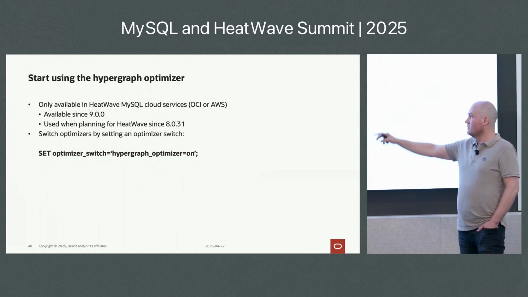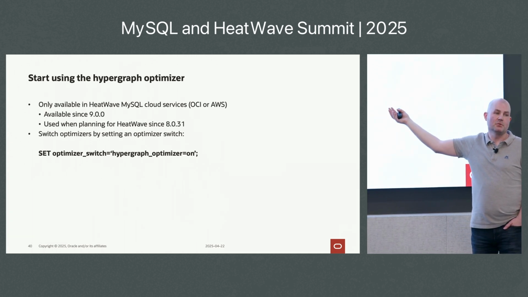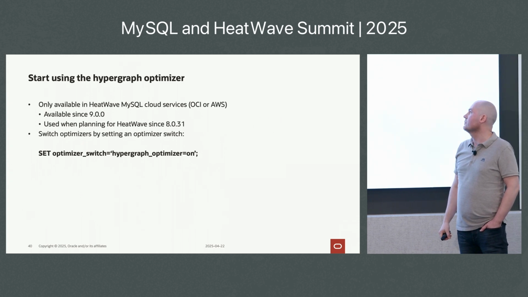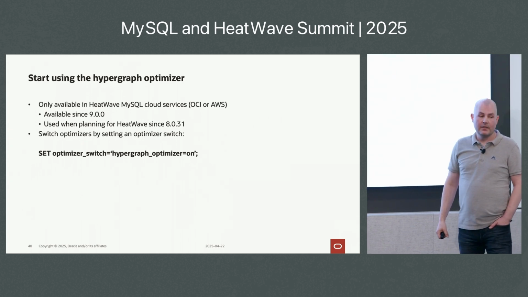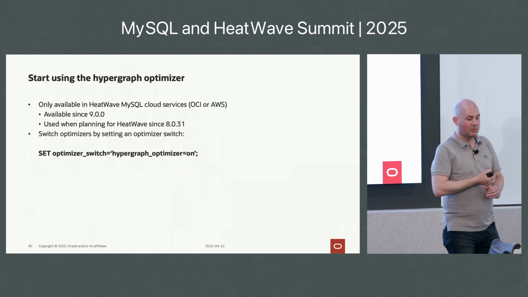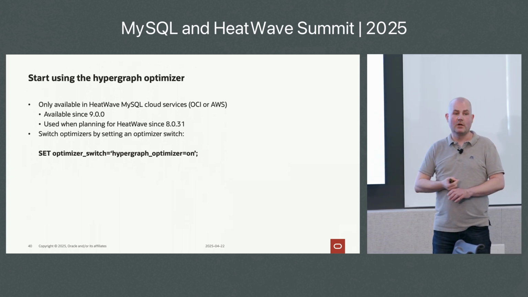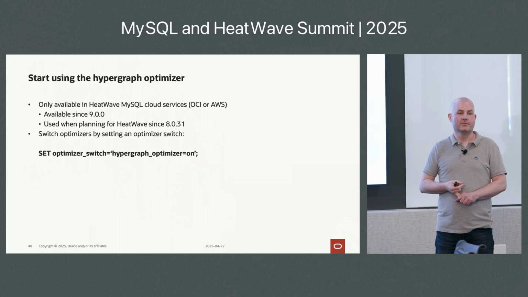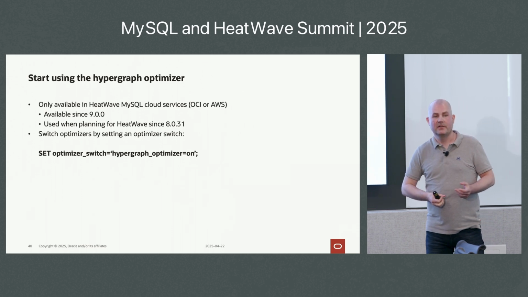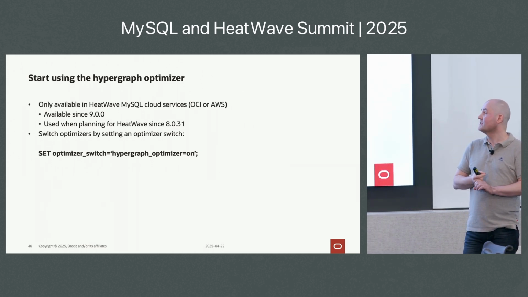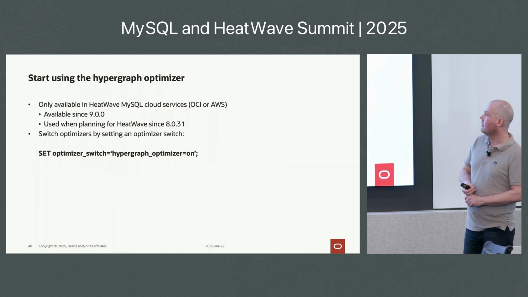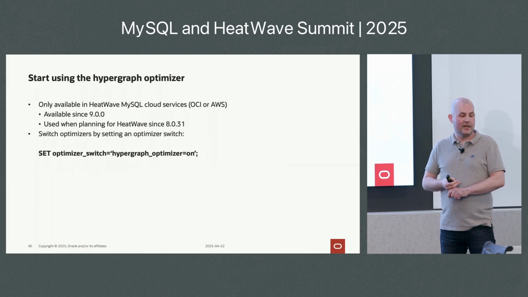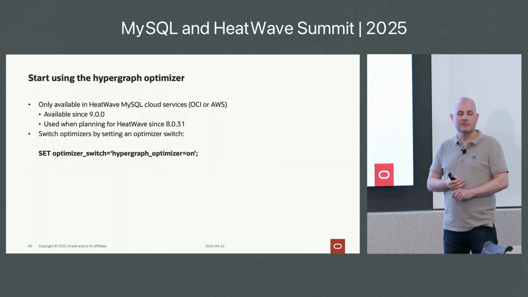You can also set it globally for your entire instance if you want to run all your queries with that optimizer. But if you want to test it, just do that. And as I said, if you've been using HeatWave, actually since 8.0.31, you have been using this optimizer. You just don't know it. It's been there, and it's been giving us amazing results in HeatWave. And we are hoping to get really good results for InnoDB as well.